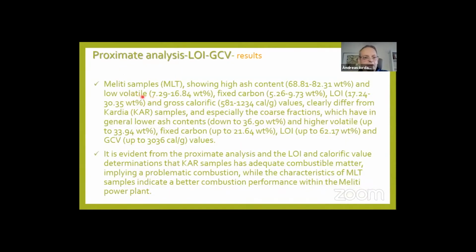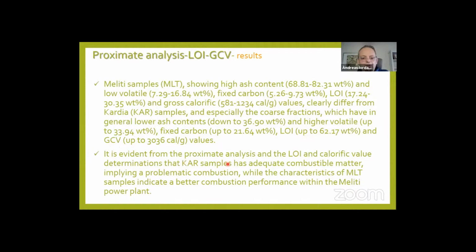So we can say that the Meliti samples, which is the younger power plant, show high ash content and low volatile and fixed carbon, LOI, and gross calorific values. And this is clearly different from the Kardia bottom mass samples, and especially the coarse fractions, as I told you in my previous presentations, which have in general lower ash content, higher volatile, fixed carbon, LOI, and gross calorific values.